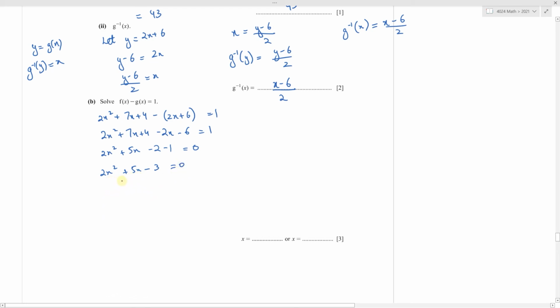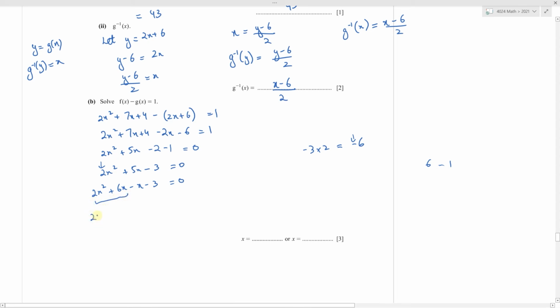Now I can factorize this expression to solve for x. To do that, you will multiply this constant with the coefficient of x square. So minus 3 times 2 equals minus 6. Since this is a negative sign, I'm looking for factors of 6 that if I subtract them, I should get 5. So 6 and 1 are the two factors. 6 times 1 is 6, and 6 minus 1 is 5. So this will be plus 6x minus x minus 3 equals 0.